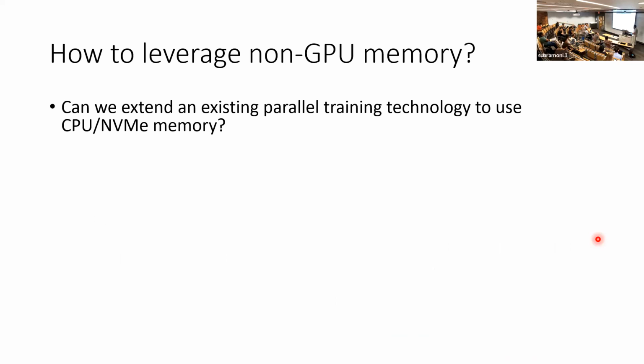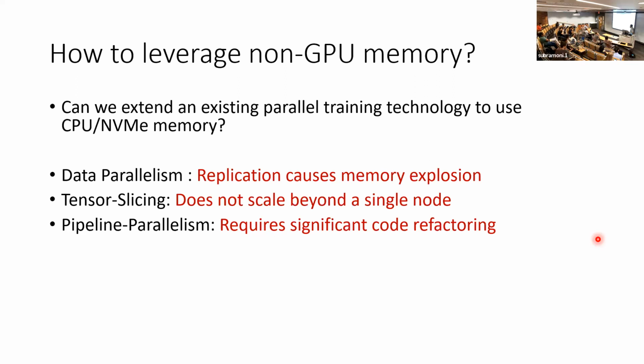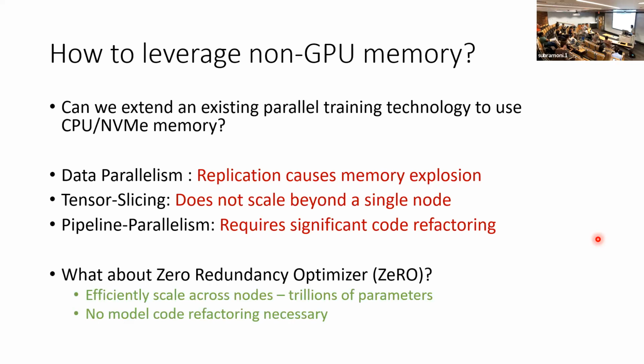So can we extend an existing parallel training technology? Remember the first matrix that I presented on my second slide: data parallelism, tensor slicing, pipeline parallelism. Problems with them: if you do replication, you cause memory explosion. That's where the word ZeRO comes from. Tensor slicing, you cannot scale beyond a single node. Pipeline parallelism requires significant code refactoring.